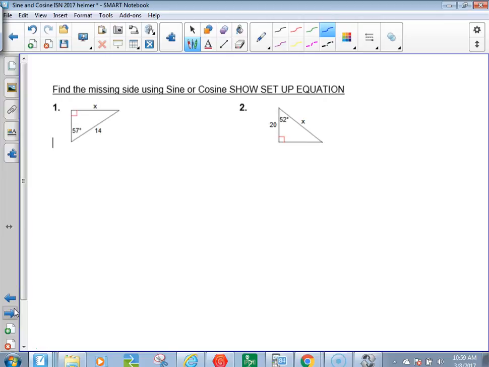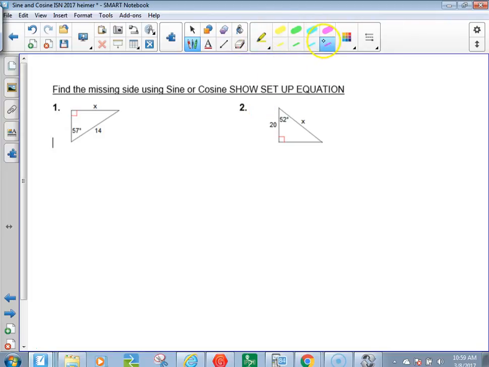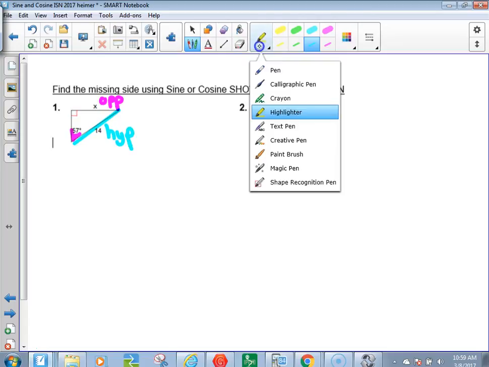All right, on number 1, find the missing side, use sine or cosine, show setup, equation. You need to give the equation. So if I'm coming from the 57-degree angle, that's where we come from. We never come from the right angle. Then the side across from it is the opposite. And the side that is across from the 90 is the hypotenuse. So what would we use? Sine or cosine?